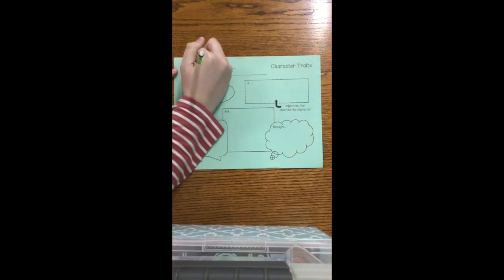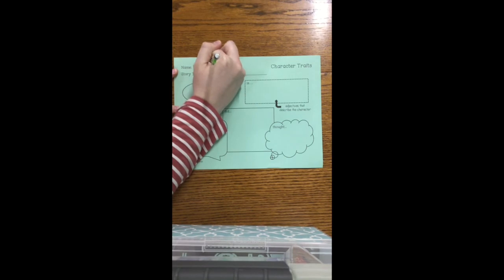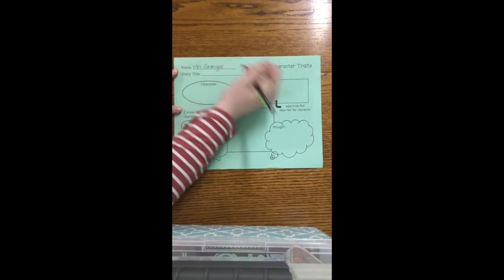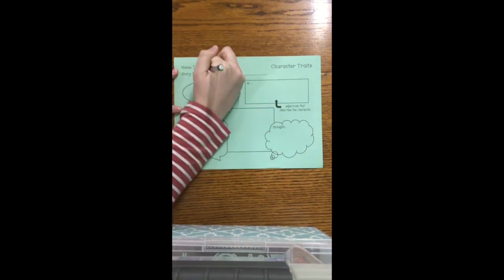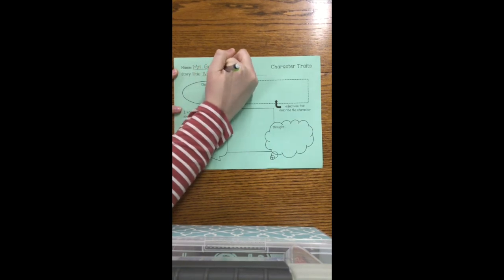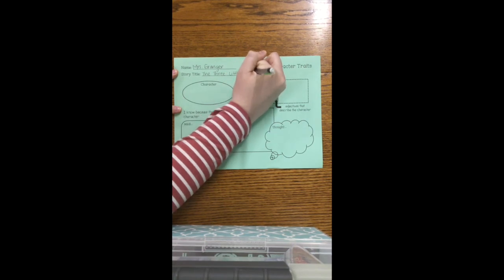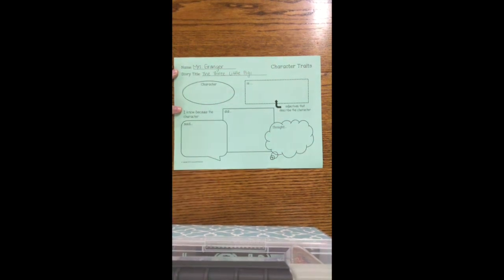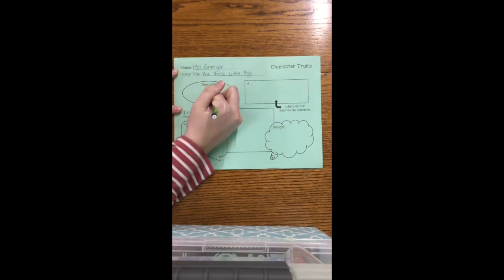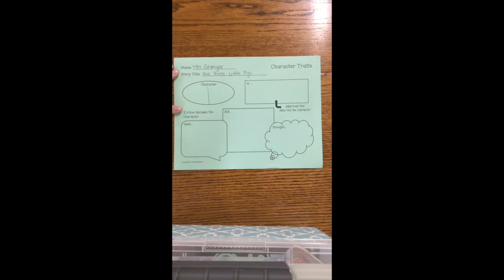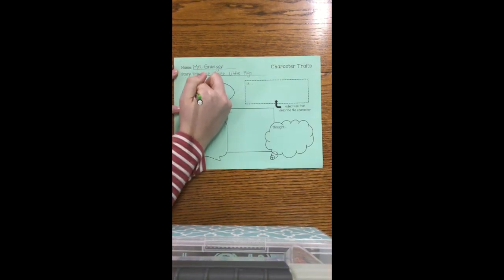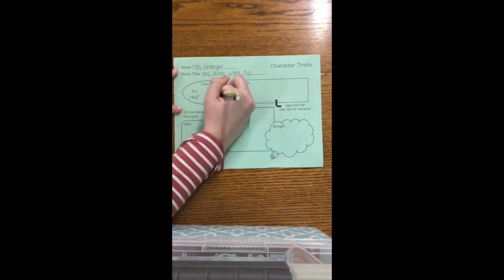All right, second graders, don't forget your name at the top. And the story is The Three Little Pigs. You have two characters that you can pick between. So I'm going to put a line down the middle. You don't need to do this. I'm just showing you the two options. We have the wolf and we have the pigs.